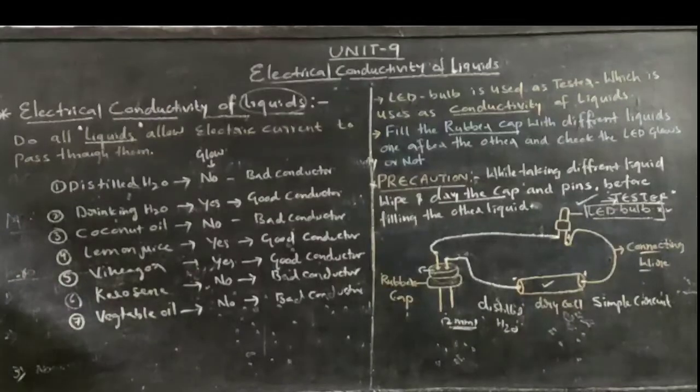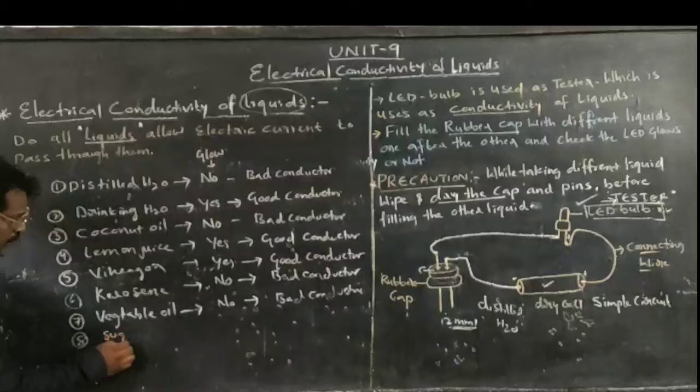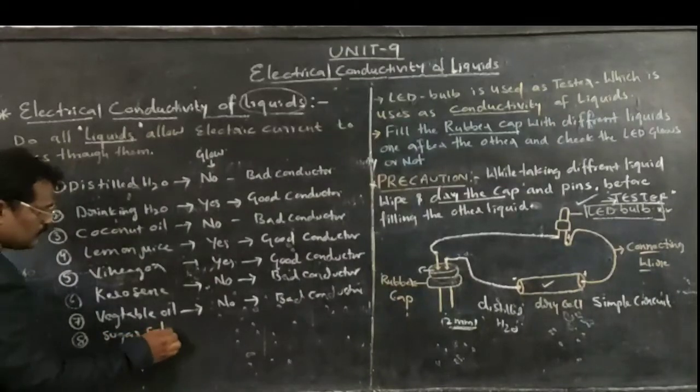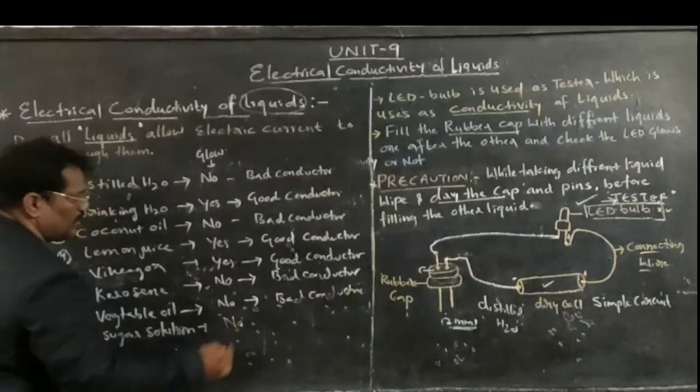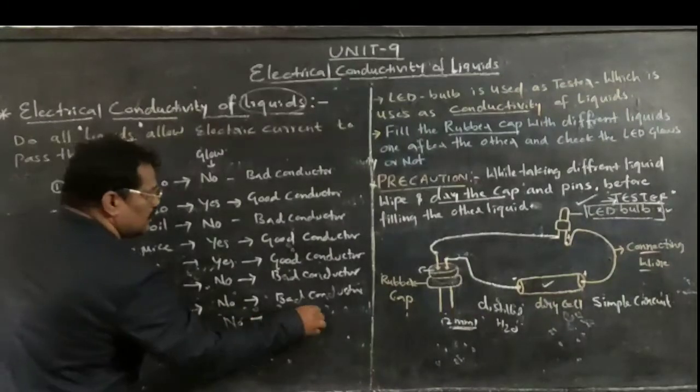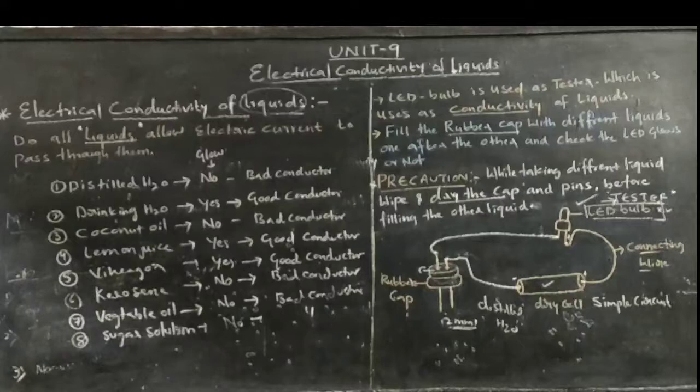After vegetable oil, go towards sugar solution. We'll observe that the bulb doesn't glow. It is also nothing but what? A bad conductor of substances.